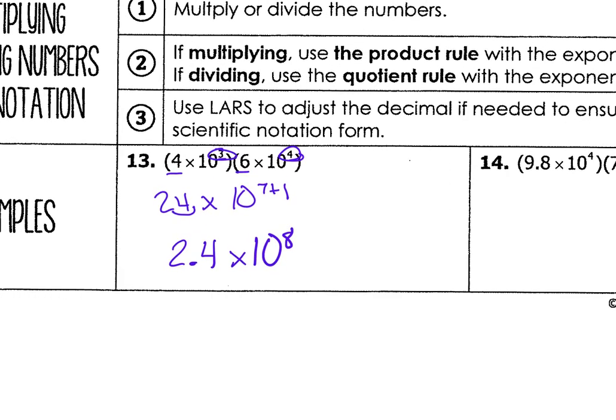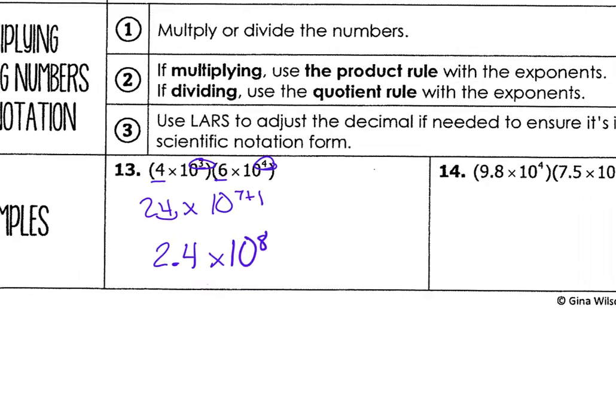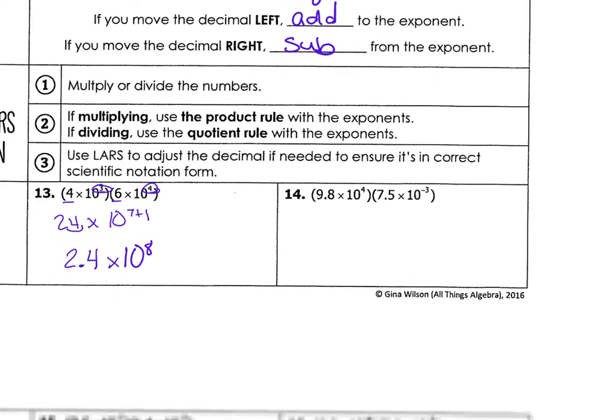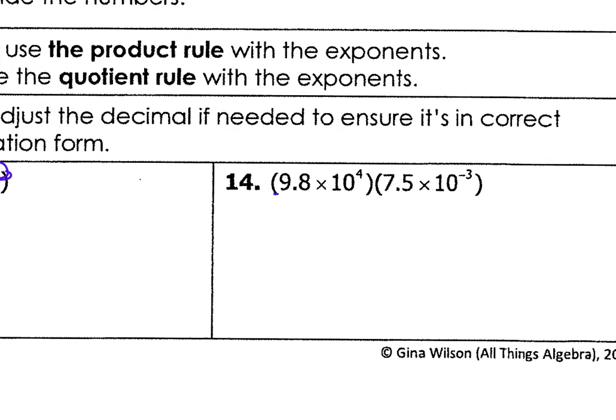And I don't care if you use your calculators to multiply your coefficients, but you're not going to enter all that in your calculator. It'd take way too long. So in number 14, you have 9.8 times 7.5. You can do that in your calculator if you want. 73.5.